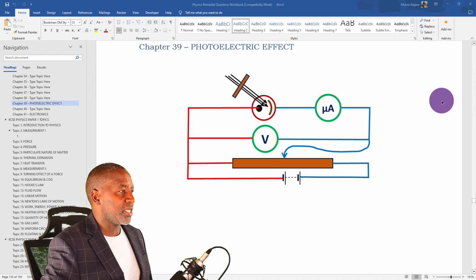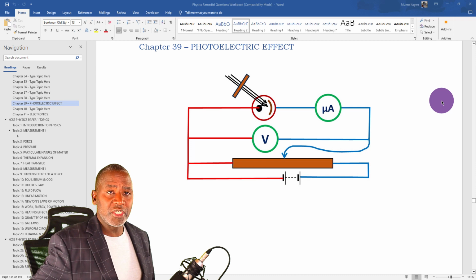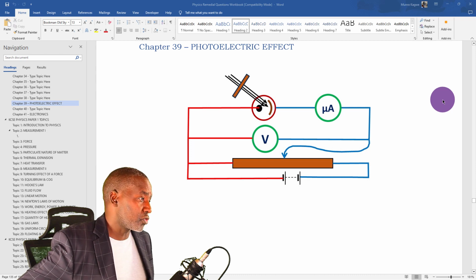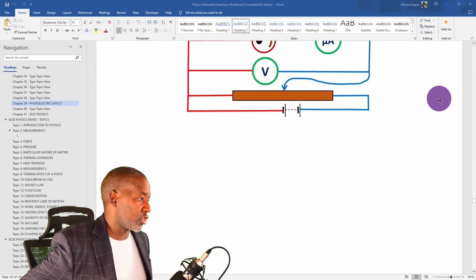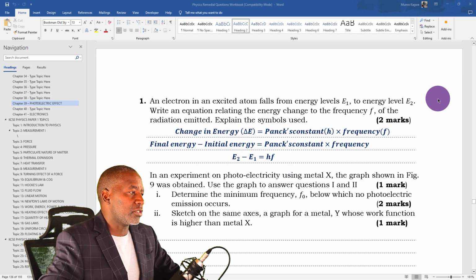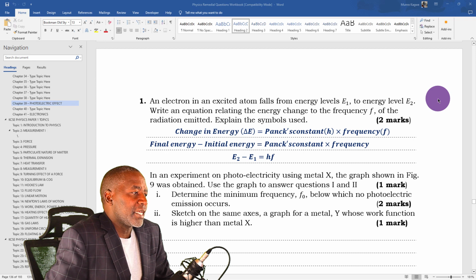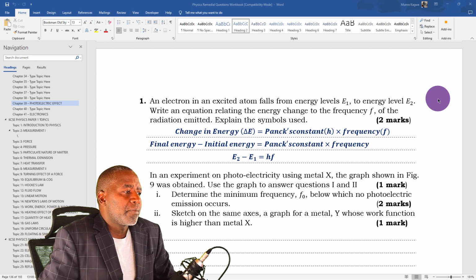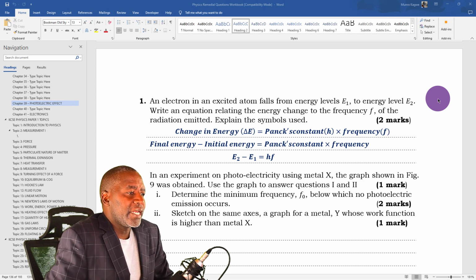Now, without wasting time, let's go straight to questions because I want to address these using questions. The first question is: an electron in an excited atom falls from energy level E1 to energy level E2.